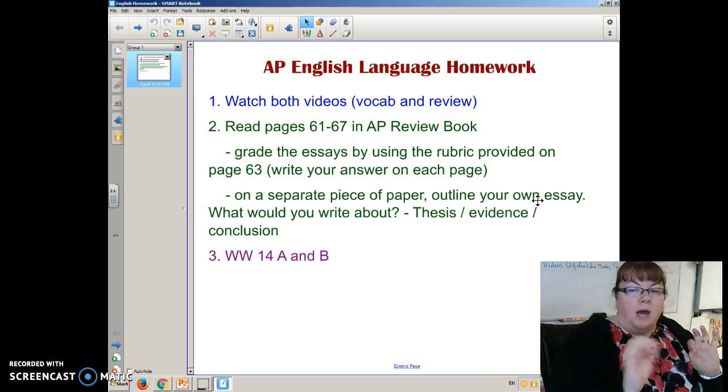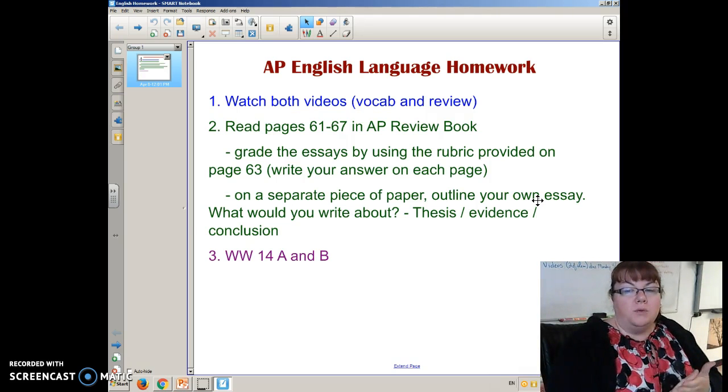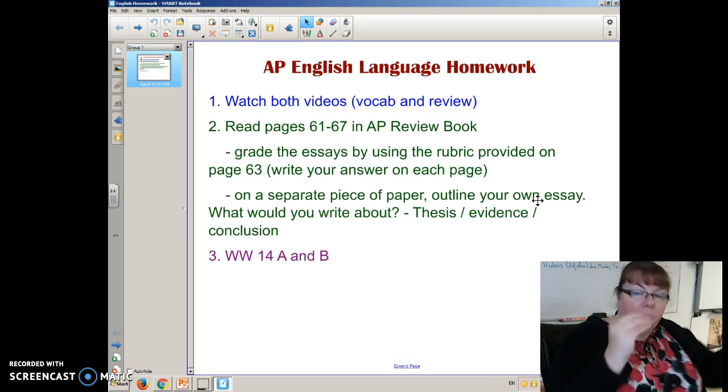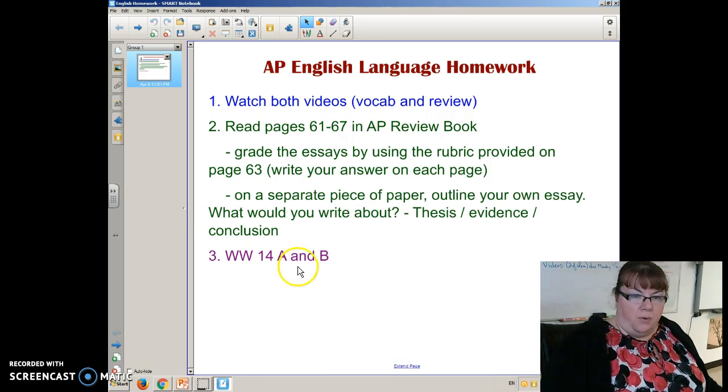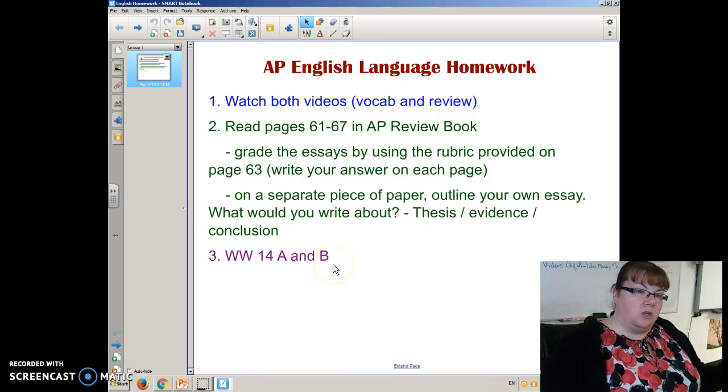We gave some topic ideas in class on Thursday. If you want to use any of those, you can. If you want to use some of the same topics that were mentioned in the ones that you read on pages 65, 66, and 67, you can. But again, you need your own ideas. This is not you rewriting someone else's essay. This is you writing your essay. And then the final thing is Wordly Wise 14A and B, which I gave instructions for in the other video.